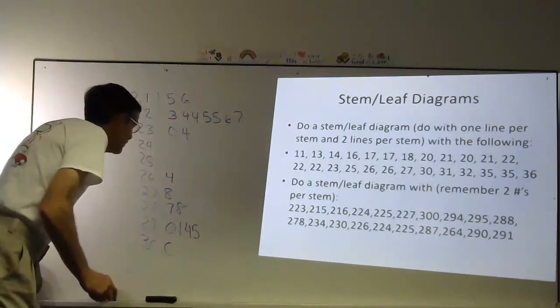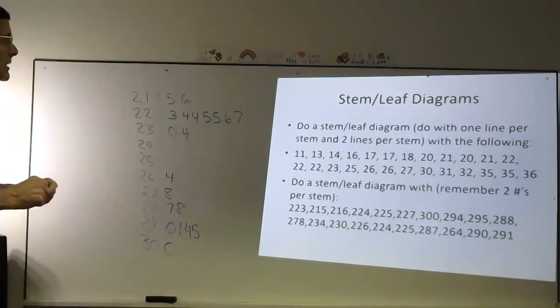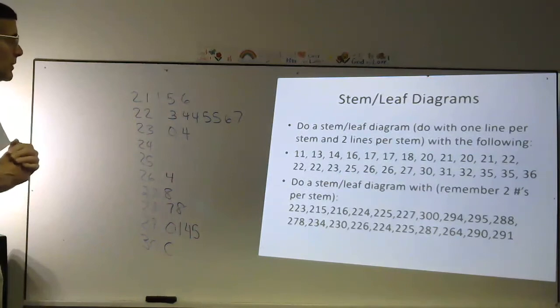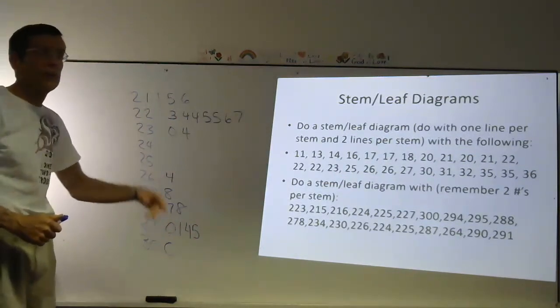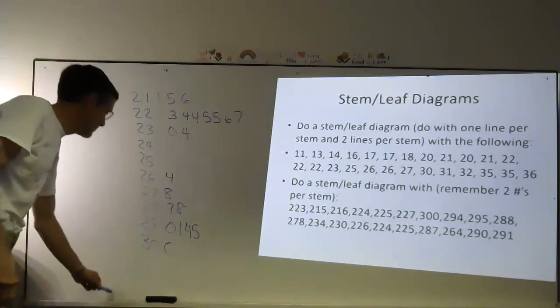That is a stem and leaf diagram with 2 numbers per stem because they're 3-digit numbers.